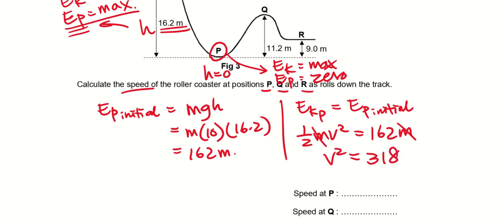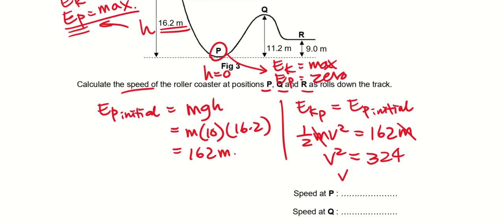318. 314. Okay, let me do my calculation. Sorry, my mental sum not very good. V square should be equals to 324.